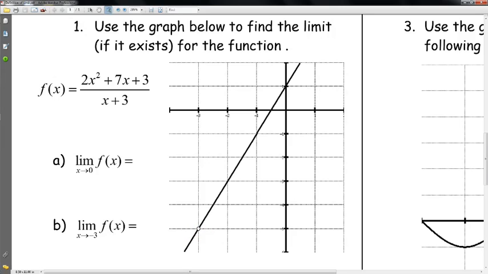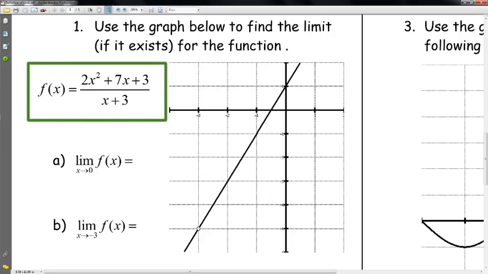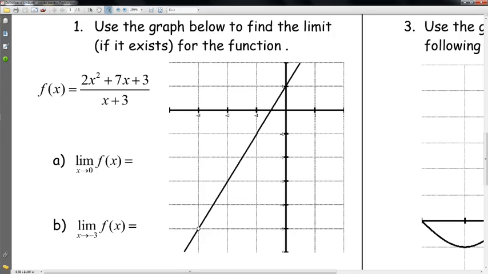And so I have the function f of x equal to 2x squared plus 7x plus 3, all over x plus 3. And so what we're going to look at, for the first one, is the limit of f of x as x approaches 0. So we're looking at our function as we're approaching 0.